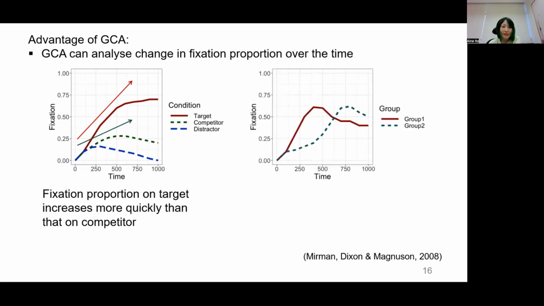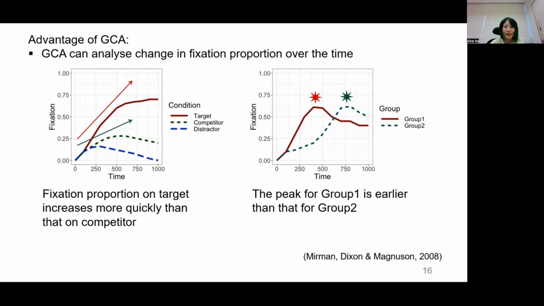Or you may be interested in testing when the two fixation curves peak. So in this case, we have fixation proportion on two different groups, and you might want to see if the peak for group 1 is earlier than the peak for group 2. And the growth curve analysis can test these questions by including a linear term for the first one and a quadratic term for the second one. I'll explain now what the linear term and quadratic term are.